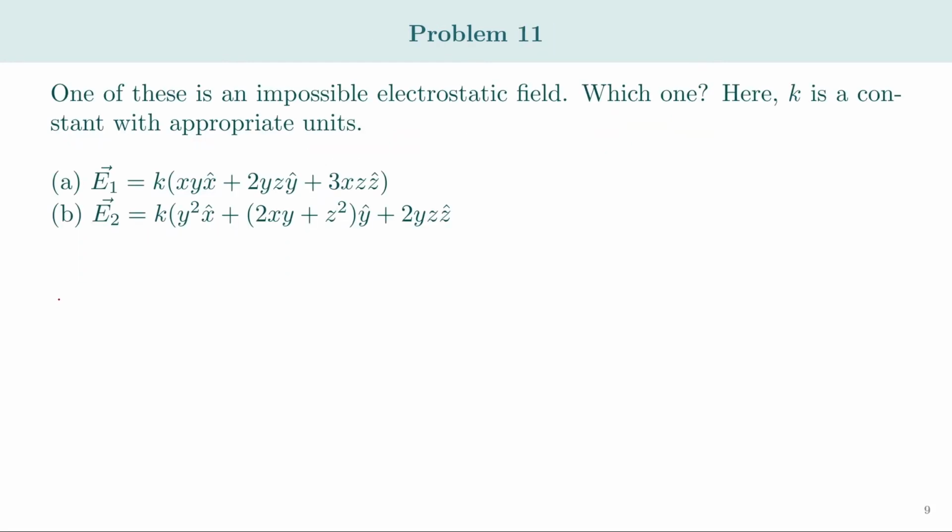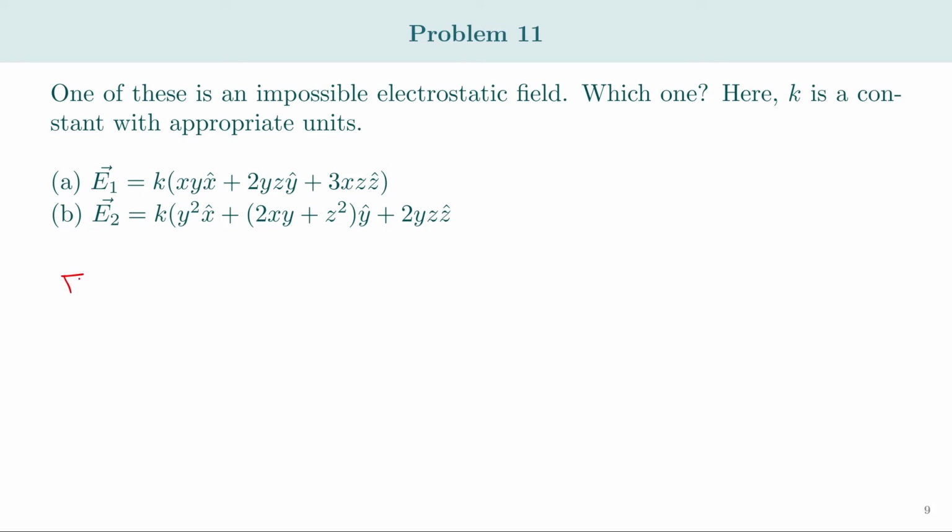We shall now try to solve problem 11. One of these is an impossible electrostatic field. Which one? And here K is a constant with appropriate units. We are given the mathematical equation for two electric fields E1 and E2. So let us consider the part A.